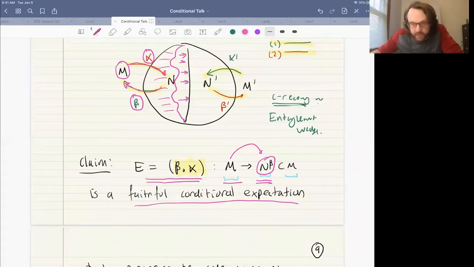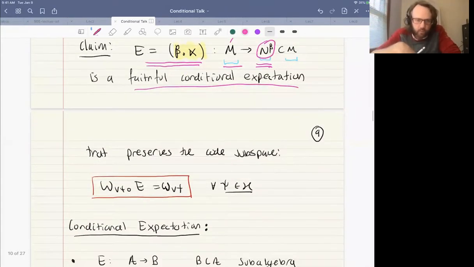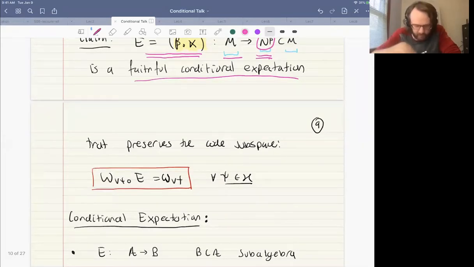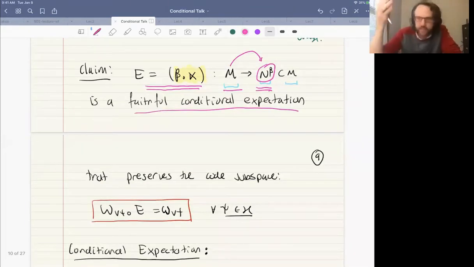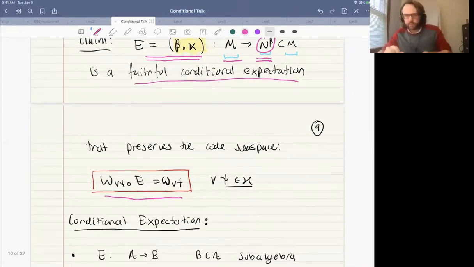A faithful conditional expectation is one of these quantum channels on operator algebras, but it's a quantum channel that takes you from some algebra to a subalgebra with an extra property, which I'm going to define in a little bit. But the important point is that this conditional expectation preserves states in the code subspace. So not only does it exist, but it preserves states in the code subspace. That's this statement. So I'm going to come back to these two things. Let me just tell you what a conditional expectation is.